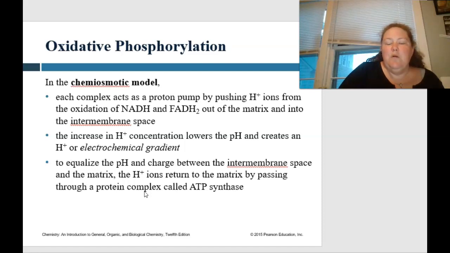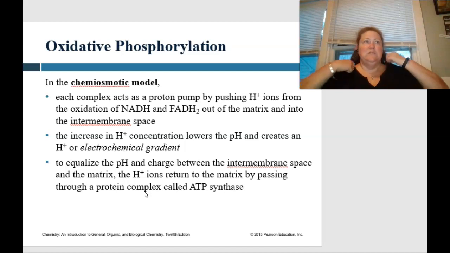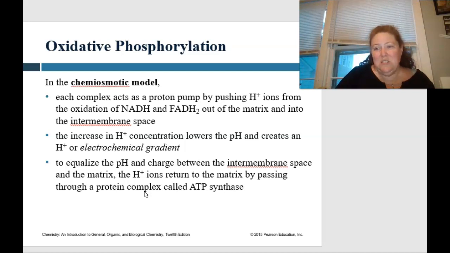So if we remember our pH scale that we talked about earlier, it's dependent on how many free hydrogens we have, right? And so if we didn't take care of those free hydrogens as they're shipping across the membrane, we can potentially change the pH. So in order to equalize the pH and charge between the inner membrane space and the matrix, the H+ ions are going to return to the matrix by passing through a protein complex called ATP synthase.